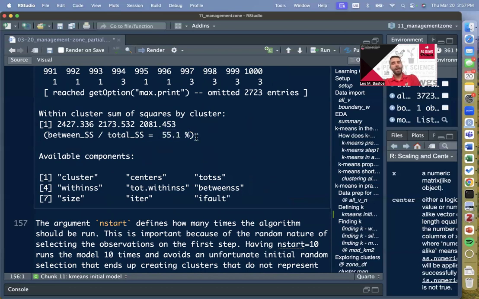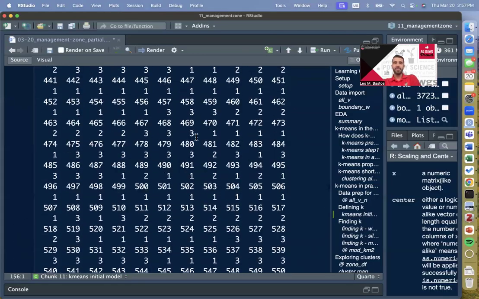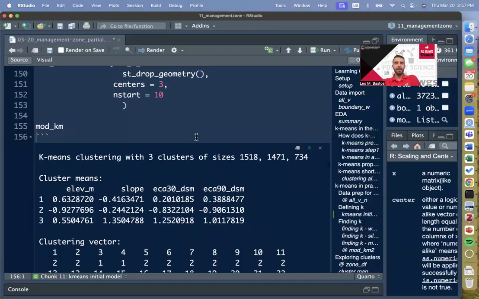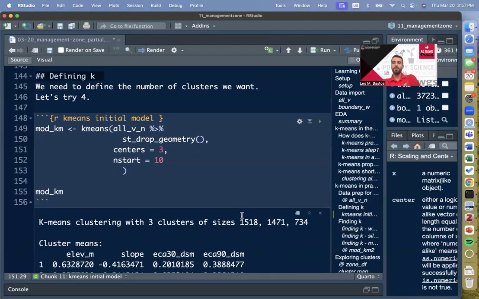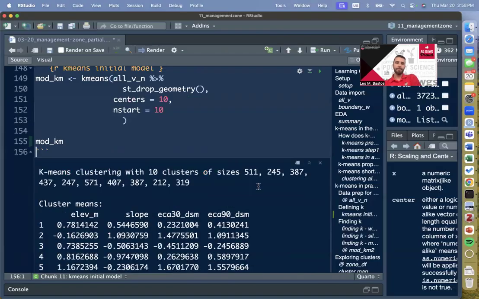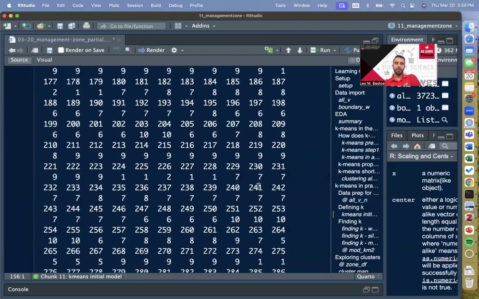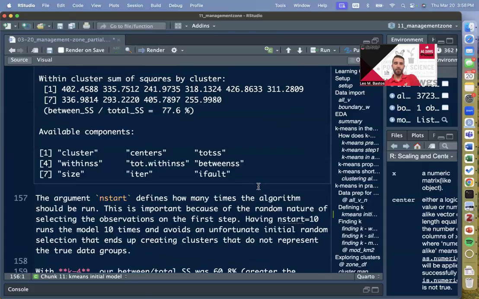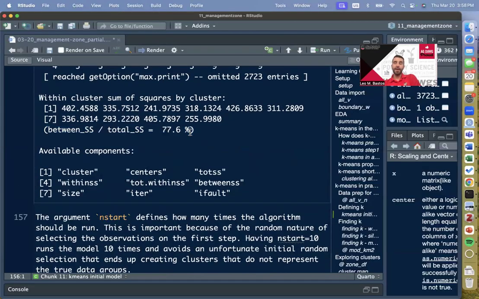We want this number to actually increase. All right, so what happens then if we increase the number of clusters? So we started with 4, we tested 3, so we went down. Now let's go up, but let's go up by a lot more. So instead of going to 5, let's put 10. 10 clusters. And let's see how that impacts our between divided by total sum of the squares. So it went up to almost 78%. Right? So that is a good thing.